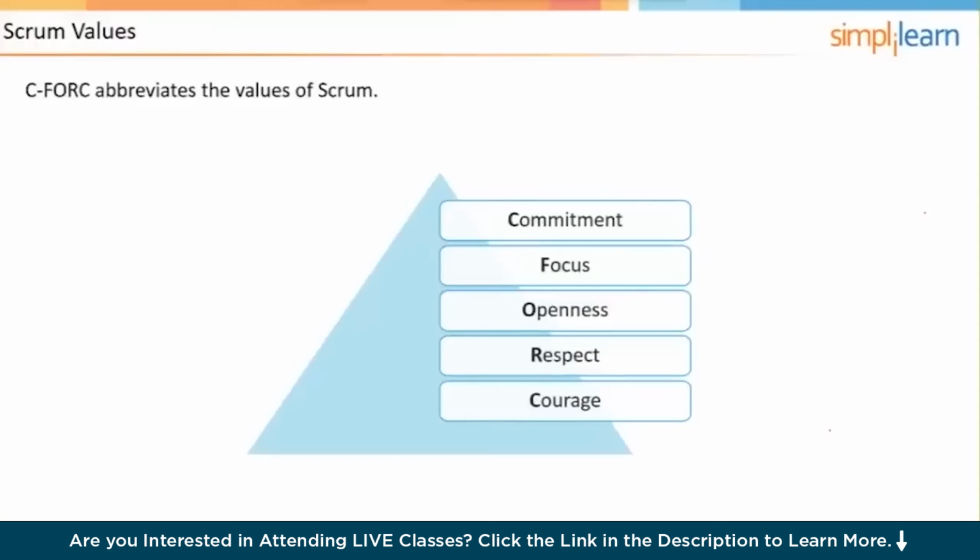R stands for respect, and that's kind of a 360 view. We respect ourselves, we respect others, we respect the concepts that we are using as part of Scrum, and we respect the other stakeholders as well, 360. And the last C stands for courage, and that's the courage to make commitments even when we're in an uncertain environment.